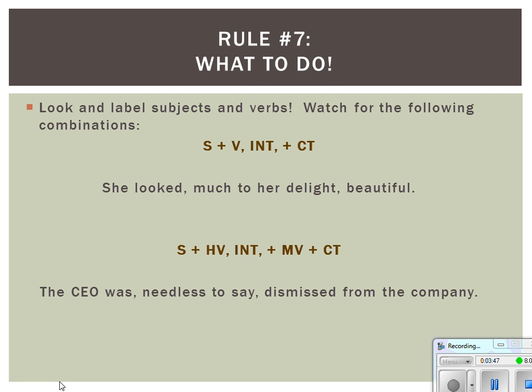Another combination is where you just have an interrupter after the subject-verb combination, but before the rest of the complete thought. So if I say, she looked, much to her delight, beautiful. There's my subject and verb, but the rest of the complete thought is all the way over here. So my sentence is actually, she looked beautiful. Much to her delight is an interrupting phrase. I can get rid of it, and the sentence still makes perfect sense, thus I know I need commas around it. Finally, one of the trickier ones is where you have an interrupter after your helping verb, but before the main verb.